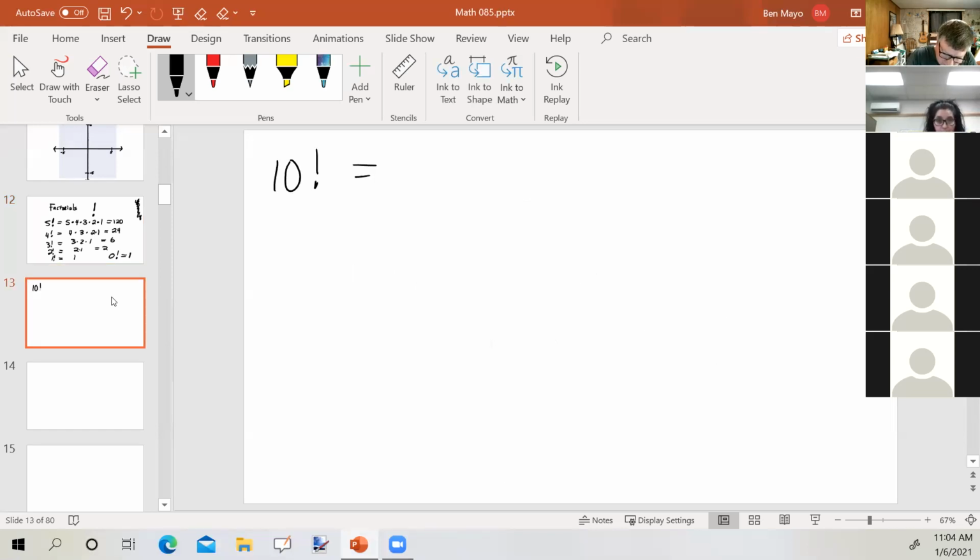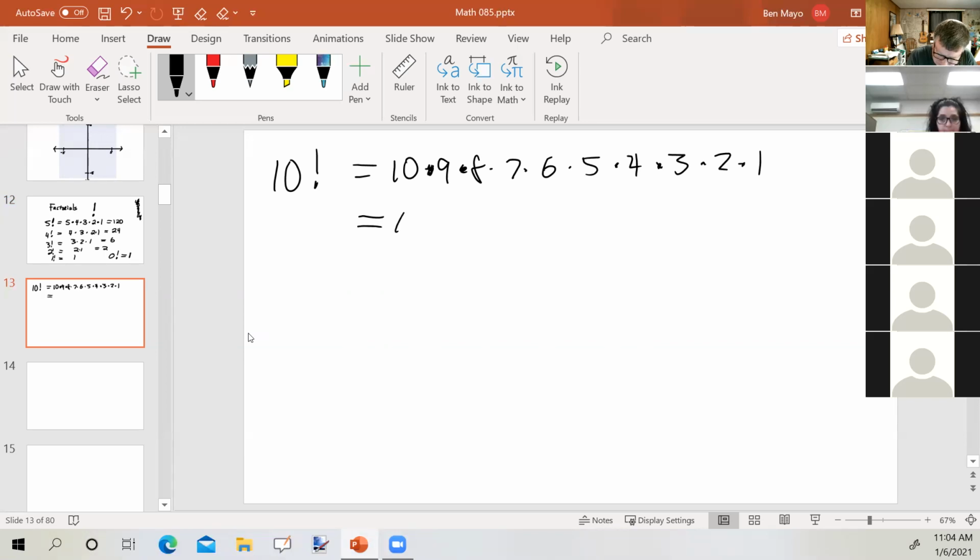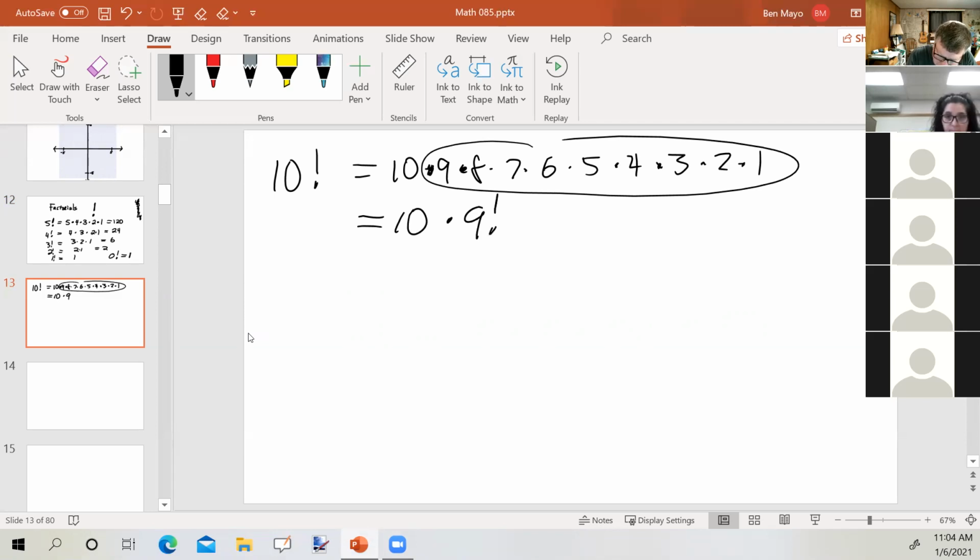Now, 10 factorial would be 10 times 9 times 8 times 7 times 6 times 5 times 4 times 3 times 2 times 1, which I'm not going to multiply out right now, but you understand how that works. Now, I could also write this as 10 times, well, isn't all of that equal to 9 factorial? Because 9 factorial would be 9 times 8 times 7 times 6 times 5 times 4, etc.